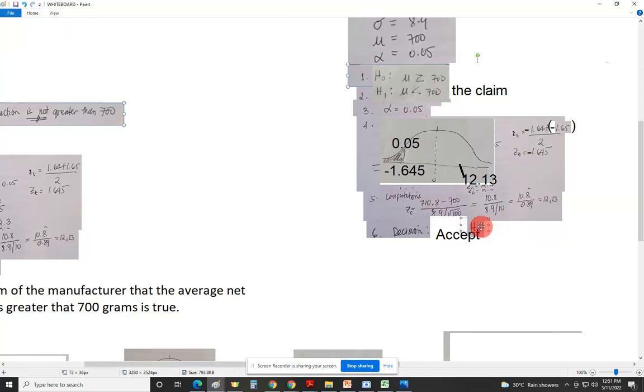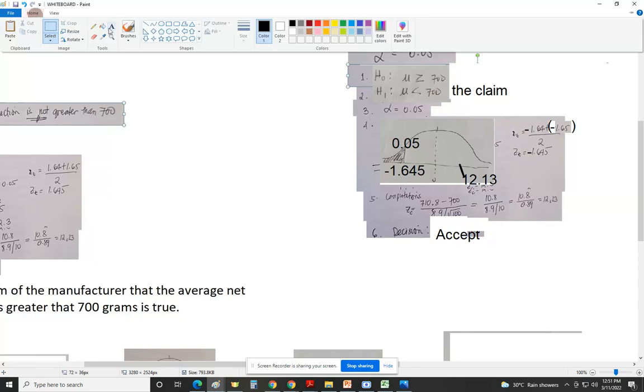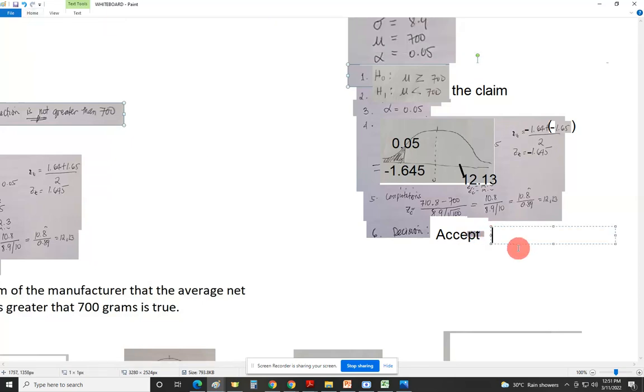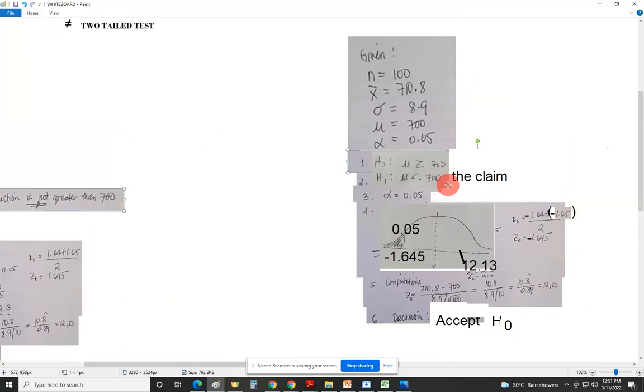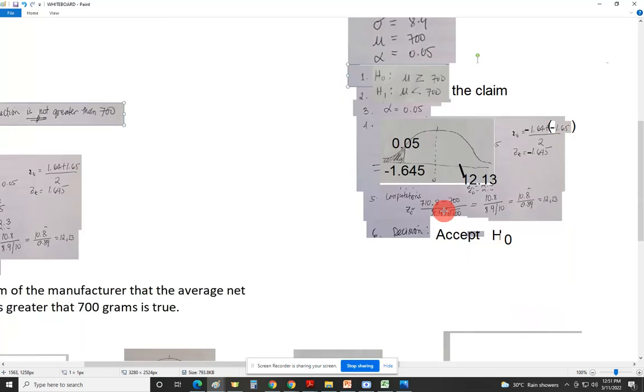Okay? Anybody who would like to share his or her thoughts regarding the conclusion? What should be the conclusion? You're accepting the null hypothesis or H sub 0. Accepting that. Okay? And that's the opposite of the claim. Tama ba? So, anybody? Yes, Angelica. Conclude that the average internet network less than 7.